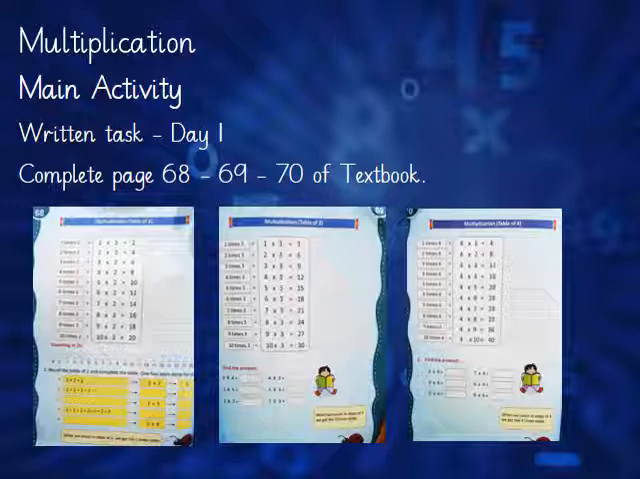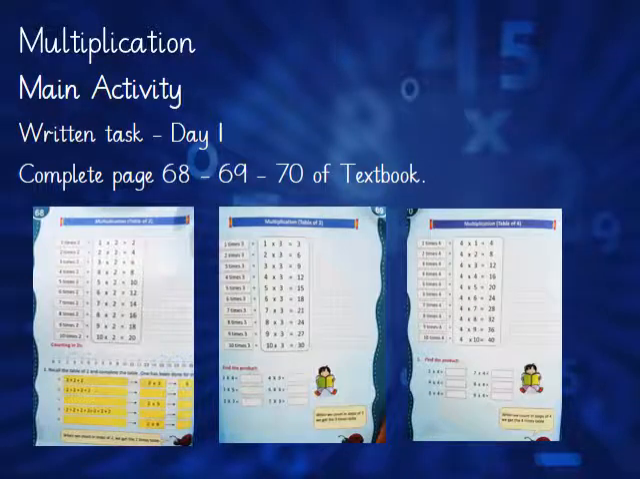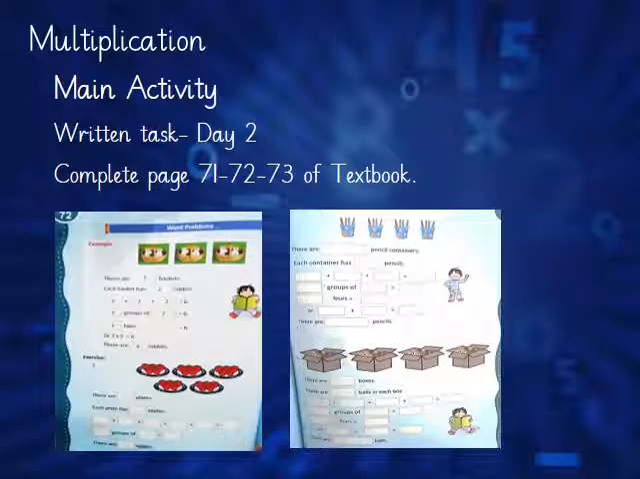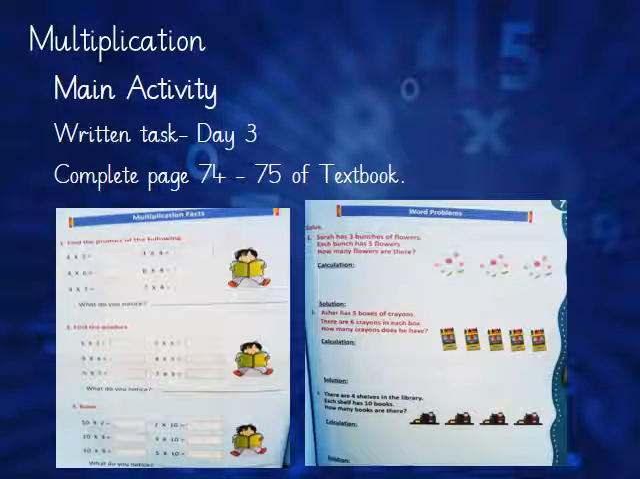So we can move towards the written task for day 1. You need to complete page number 68, 69 and 70 of the textbook. Written task for day 2. Complete page number 71, 72 and 73 of the textbook. Now comes the written task for day 3. This is page number 74 and 75 of the textbook.